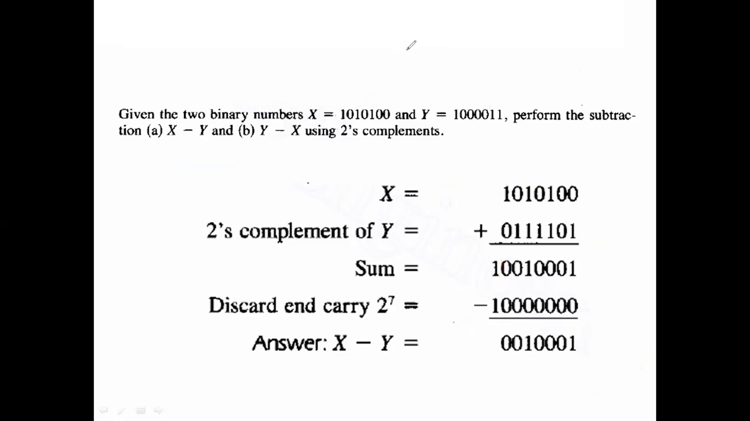Next, y minus x. Y minus x means 67 minus 84. That is, a big number is subtracted from a small number. So what is the result, positive or negative? Compulsorily, the result is a negative number only. So here, how the procedure will go is as follows.